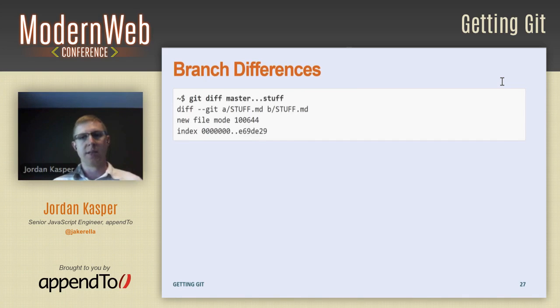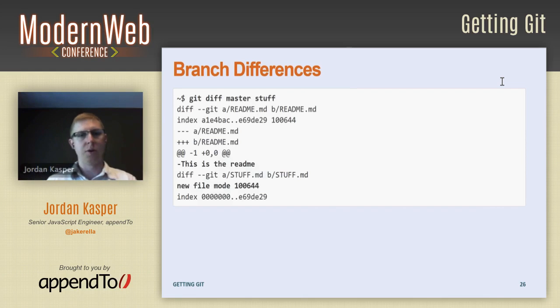You can also do this with ellipses in between the 2 branches. When you do the ellipses in between the 2 branches, what you're saying is, going back on this step, what's different between what's currently in master and what's currently in my stuff branch.